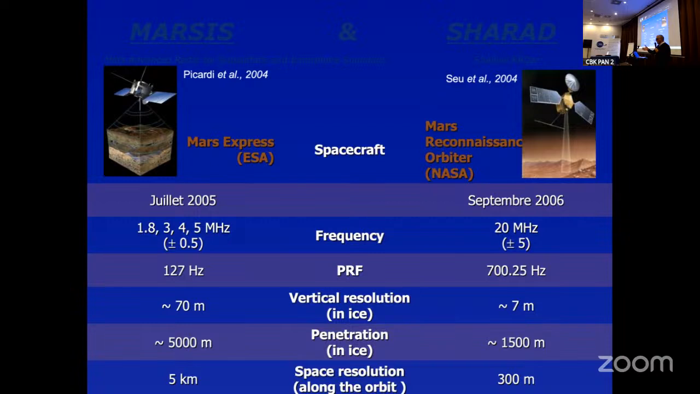by rolling the spacecraft, we can obtain a larger signal to noise ratio. And it's now used, but it took some time. Okay. And the space resolution along the orbit, which means after SAR processing, is of the order of 300 meters for SHARAD and of the order of a kilometer for MARSIS.